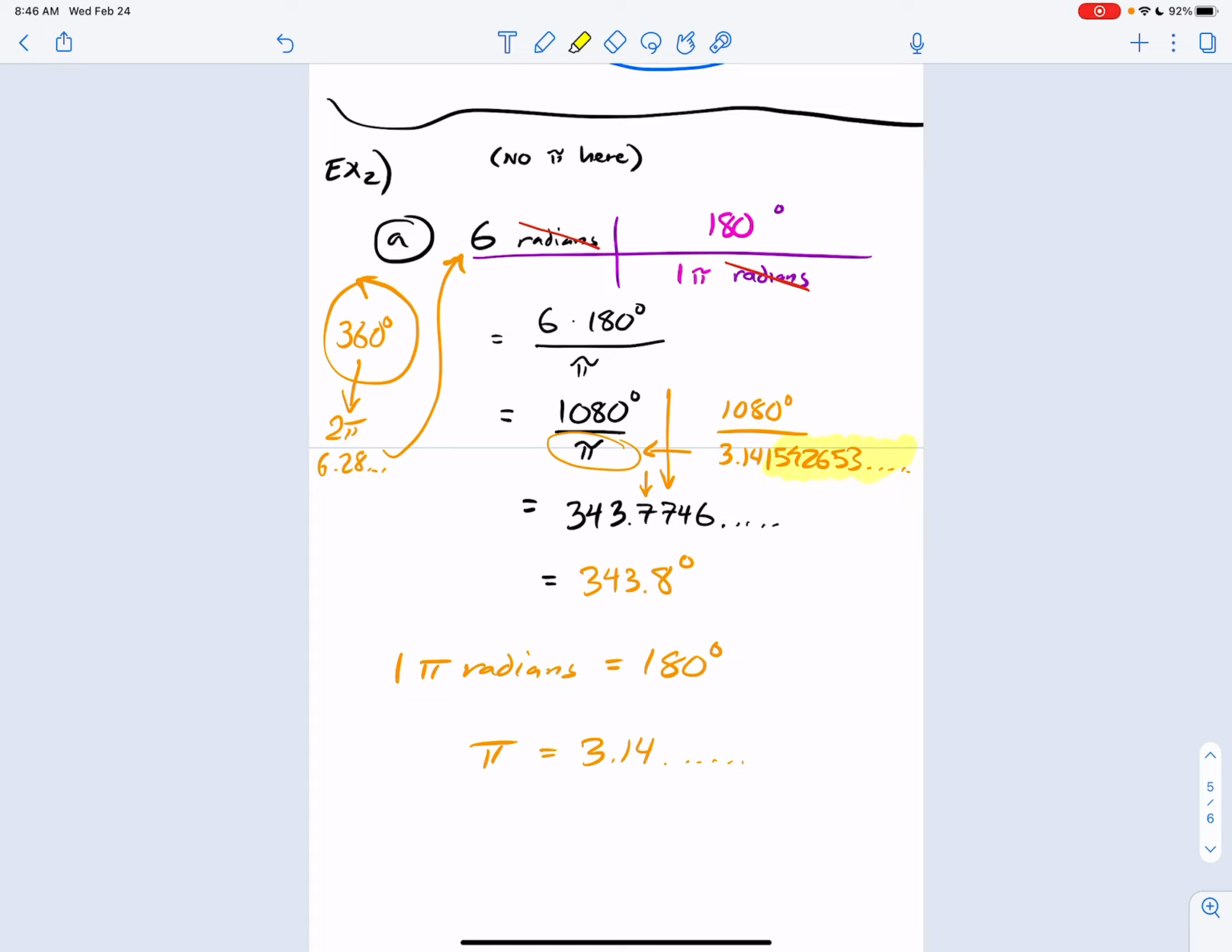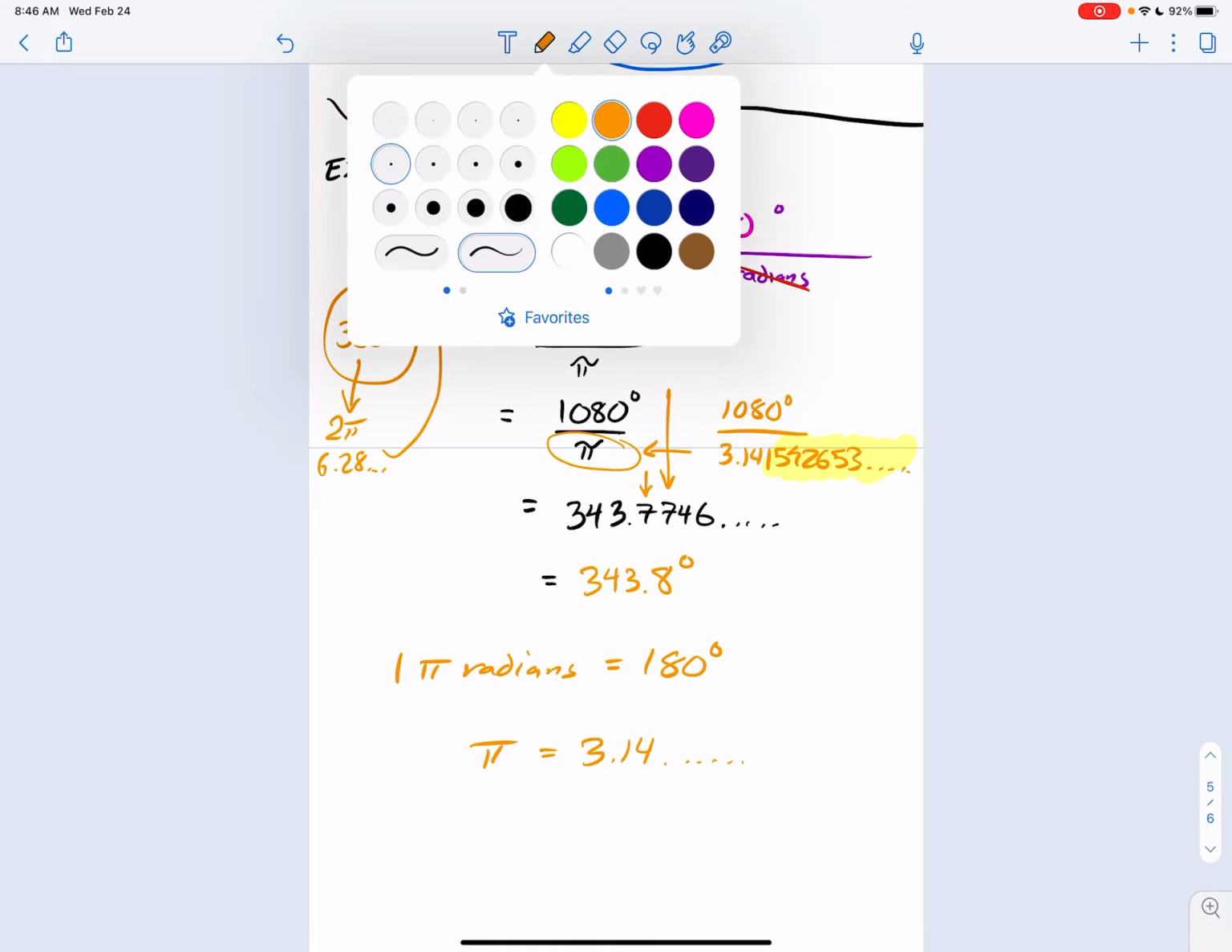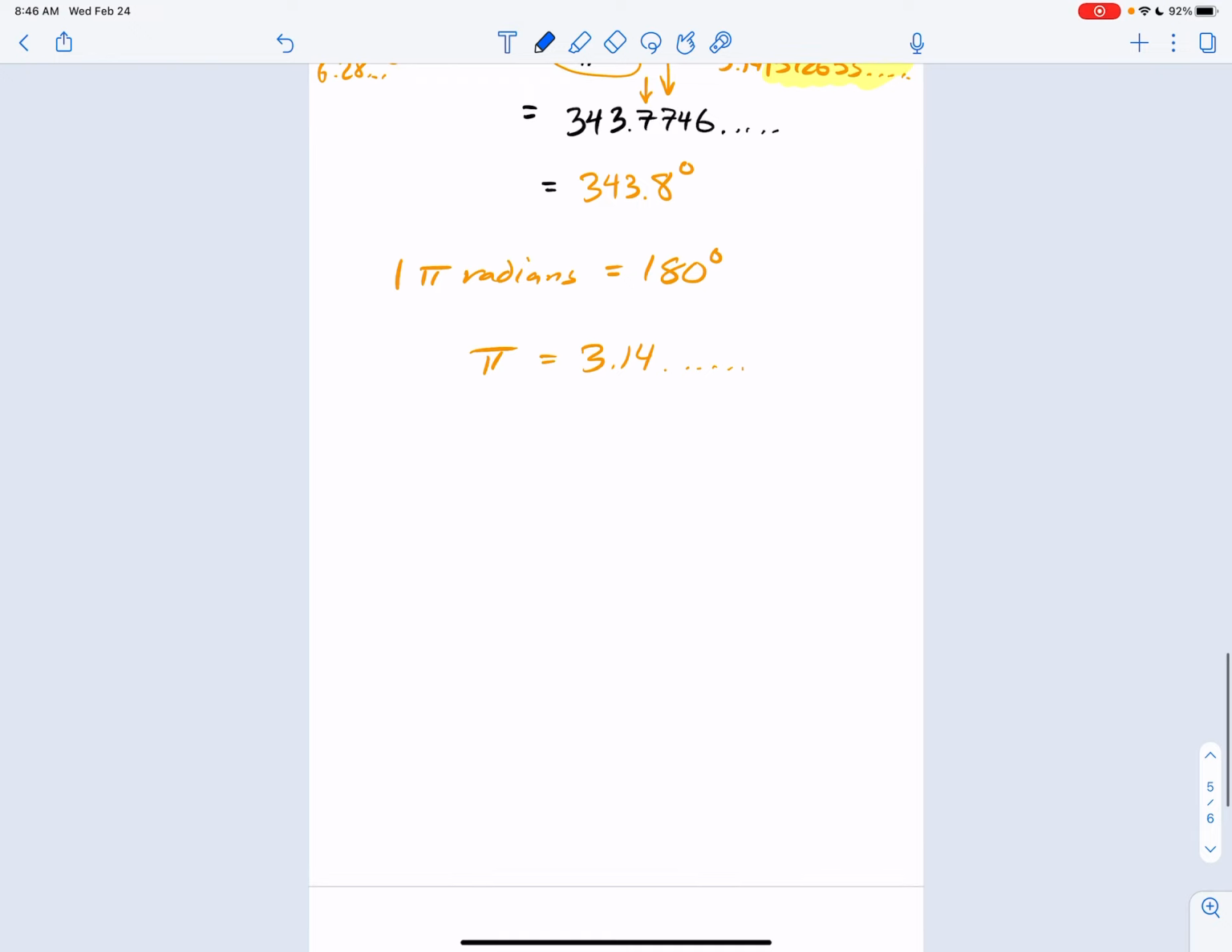Okay? So let's try a few, okay? Here's part B. What would happen if I gave you 4 radians? Go ahead and try that on your own. Press play when you're ready, okay?